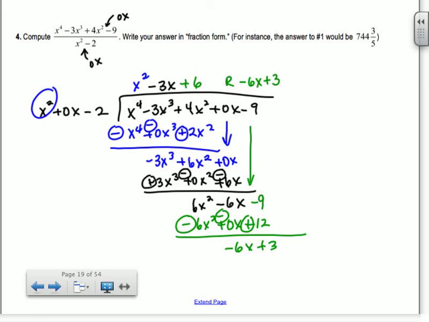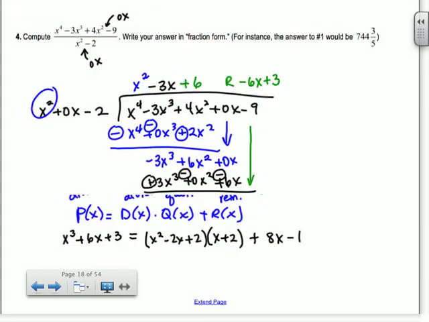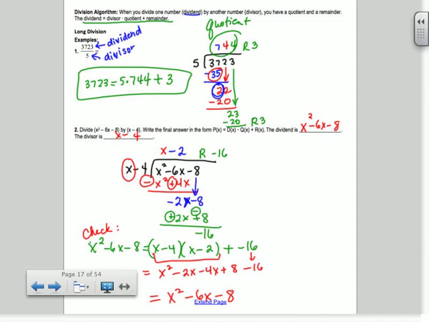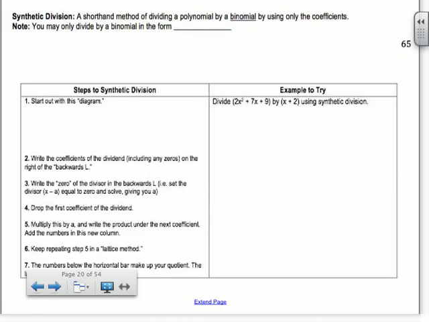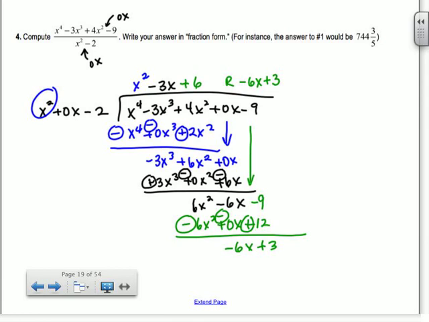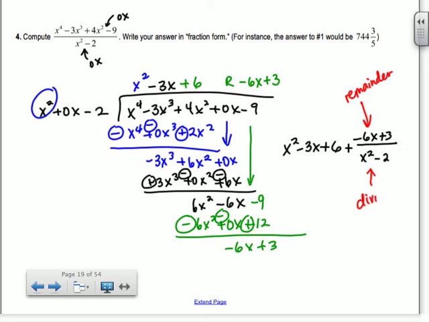Okay. Now notice these instructions say write your answer in fraction form. So if you went back to what we started with, so that very first example, this would be 744 and 3/5, like we talked about. So you write your remainder over your divisor for your fraction. So if we go back to what we're on now, my answer would be x squared minus 3x plus 6, so that was my quotient, but then you need to add on the remainder over the divisor, so x squared minus 2. That's how you write in fraction form.